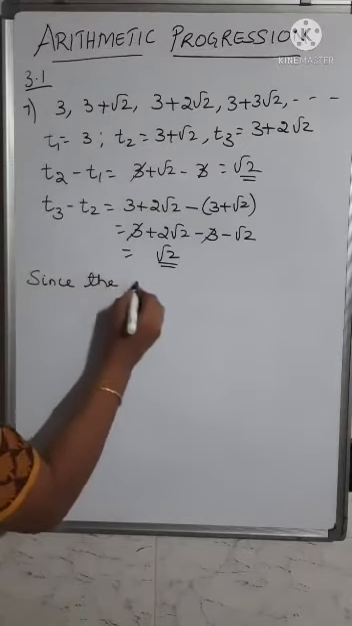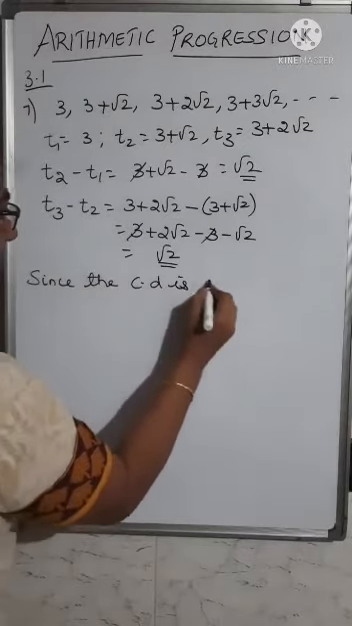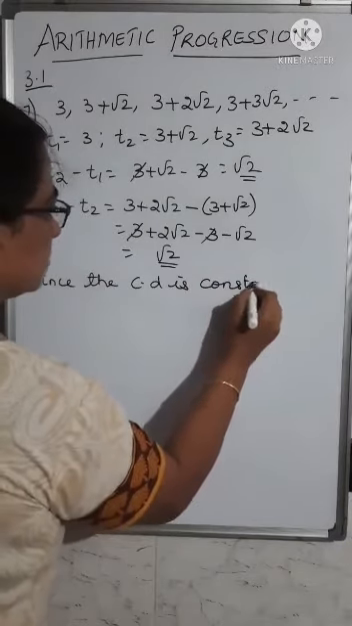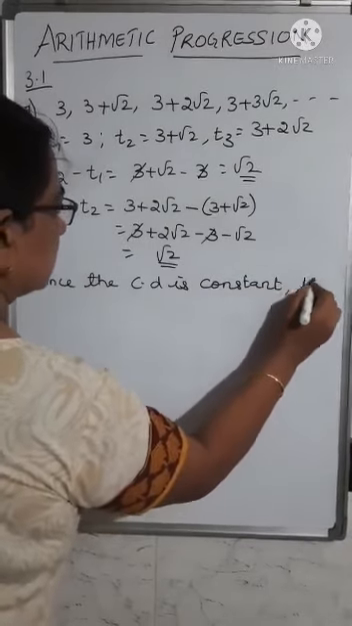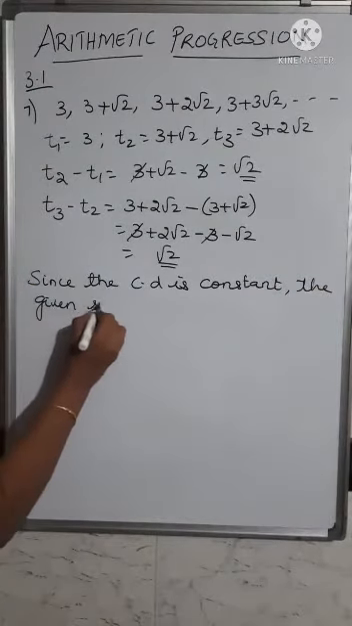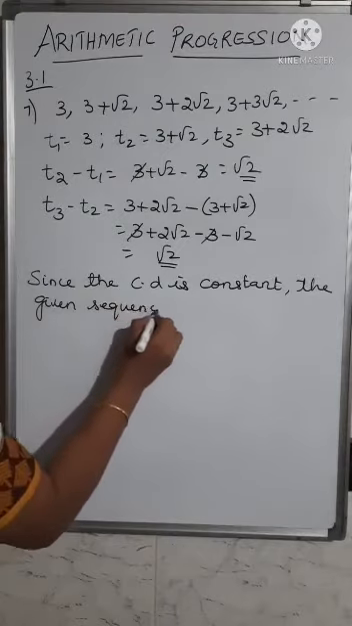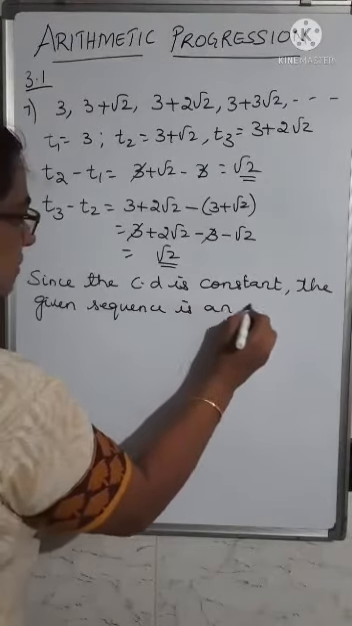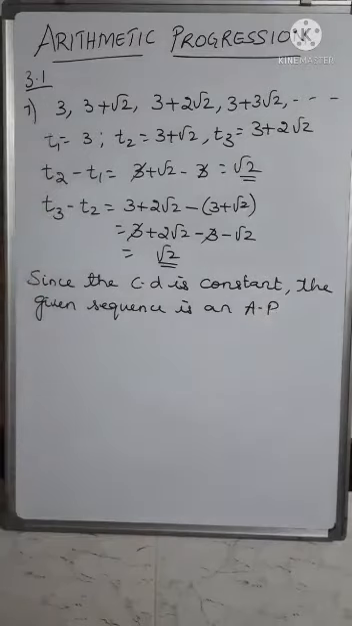Since the common difference is constant, the given sequence is an AP. So like this you have to find the common difference and find out whether it is an AP. Now we have got the second question: write an AP whose first term is A and common difference is D. So you have to write the AP when the first term and the common difference are given.